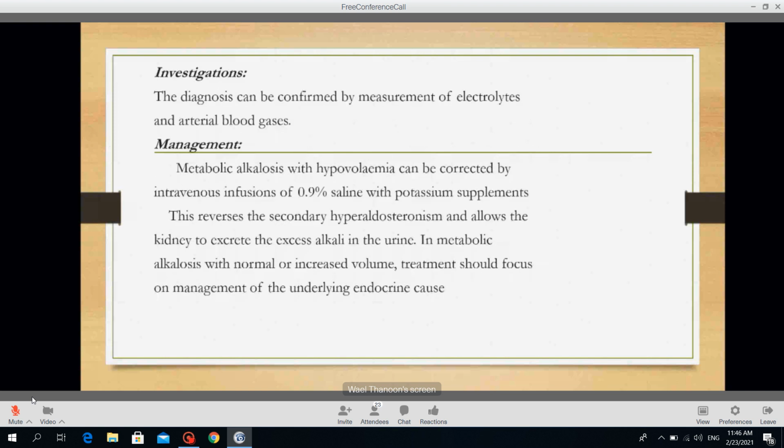Investigation. The diagnosis can be confirmed by the measurement of plasma electrolytes and ABG, the arterial blood gas analysis. Management. Of course, management of the underlying cause is the most important. The more common hypovolemic alkalosis can be corrected by infusion of intravenous normal saline with potassium supplementation. We said hypokalemia augments acid secretion. This reverses the secondary hyperaldosteronism and allows the kidney to excrete the excess alkali in urine. In metabolic alkalosis with normal or increased volume, treatment should focus on management of the underlying endocrine cause.